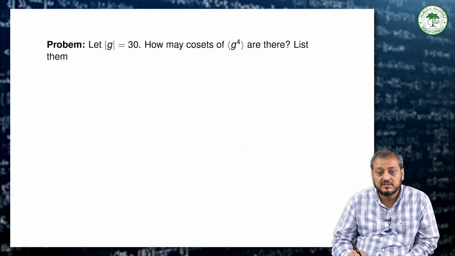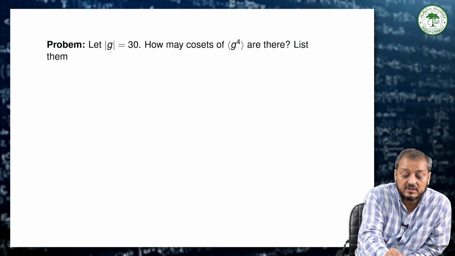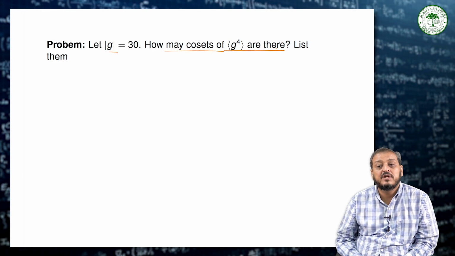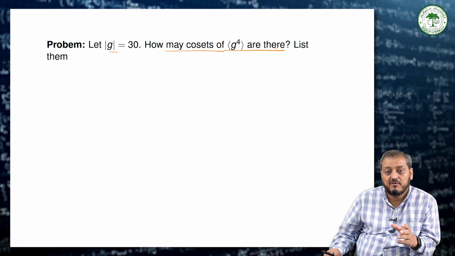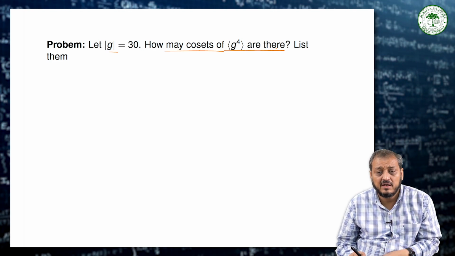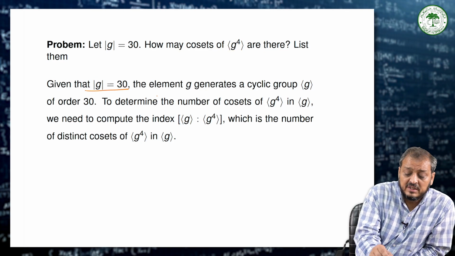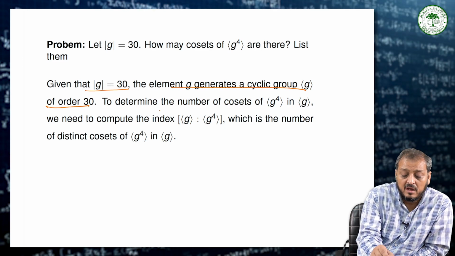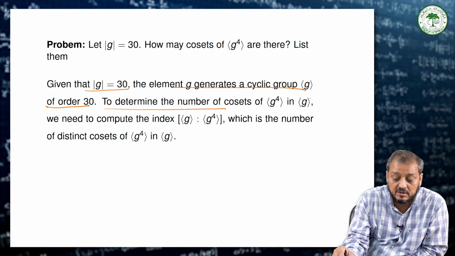Now another problem: let G be a group of order 30. How many cosets of g to the power 4 are there, and list them. So we have to find how many cosets of g to the power 4 there are, and list them. Now the order of g is 30, so g generates a cyclic group of order 30. So determine the number of cosets of g to the power 4 in this.